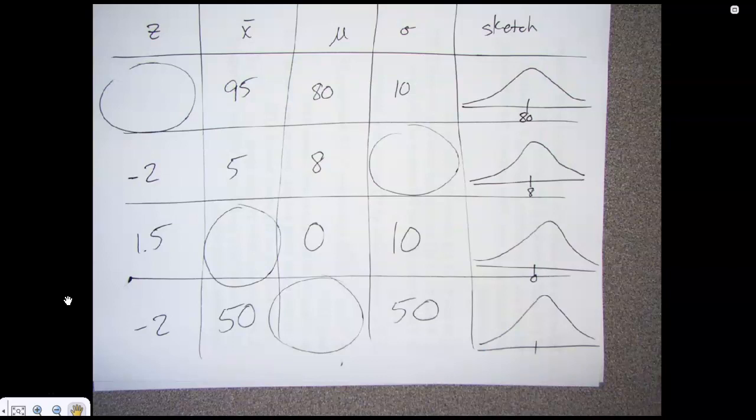So here your mean is 80, your standard deviation is 10, so you're going to go like every 90. And then 95 is right there. So that's going to be 1.5 standard deviations above. And you can certainly use the formula to get that. I'm just trying to talk through the intuition of it.